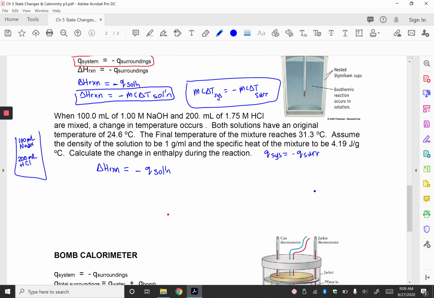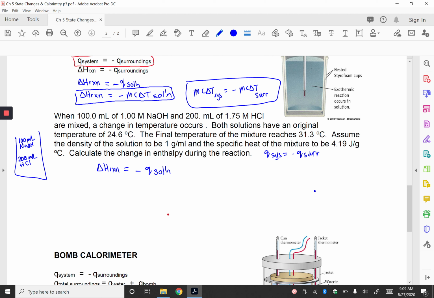So once I figure out it's a calorimetry problem, I write Q of system equals negative Q of surroundings. Then I identify my system. I identified that as a reaction. And my surroundings, I identified that as my solution. And then I think to myself, do I split up just my surrounding side into MC delta T, or do I split both of them up?